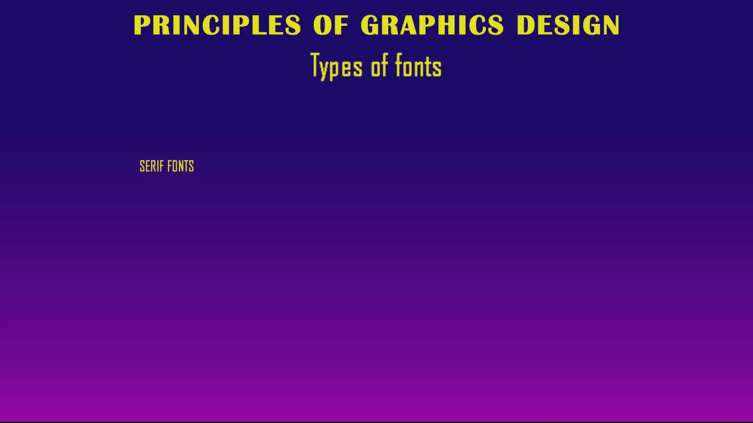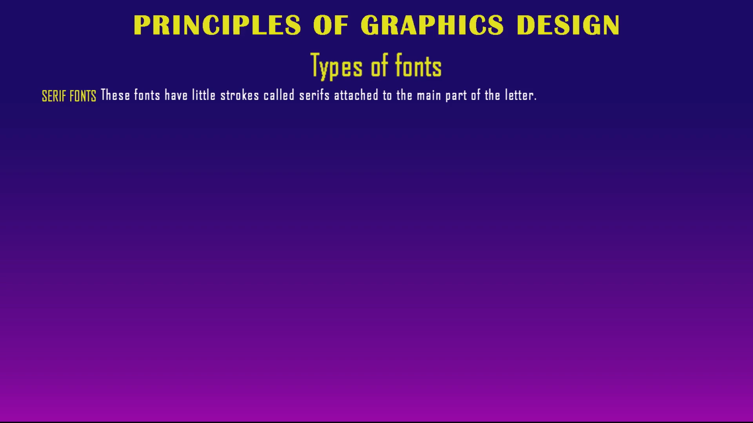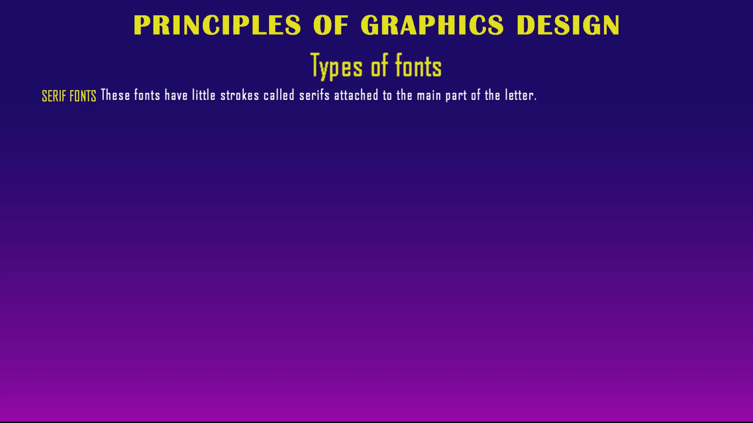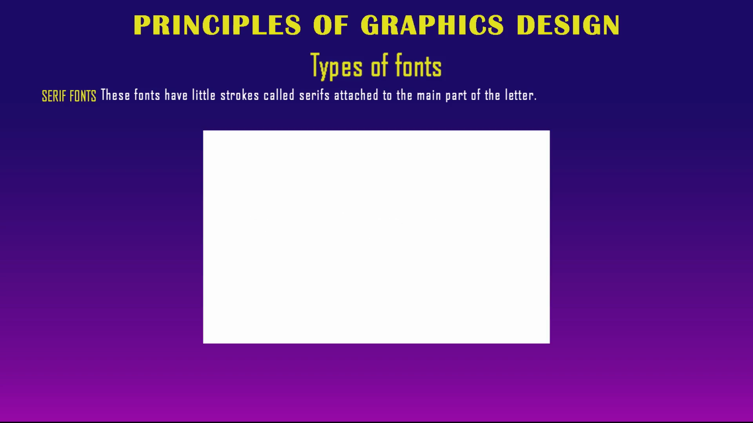Now the first one, serif fonts. These fonts have little strokes called serifs attached to the main part of the letter. Their traditional and classic look make them widely used in print materials like magazines, newspapers, and so on. There are thousands of them, but commonly used ones include Times New Roman, Georgia, Palatino, and Garamond.